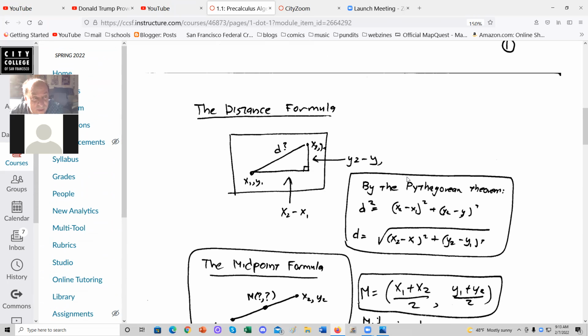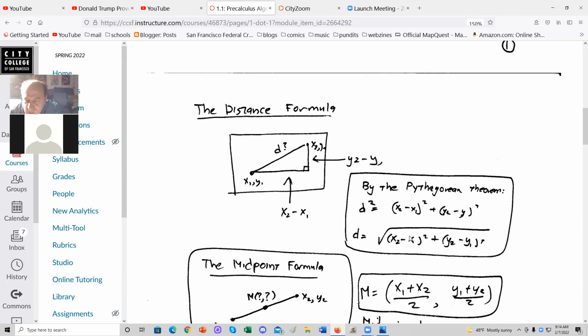Now, if you're going to do geometry, one thing you might want to know about is the distance between points. Given one point x1 by y1 and another point x2 by y2, what is the distance between them? The horizontal distance is the difference between the x values, x2 minus x1. The vertical distance is the difference between the y values, y2 minus y1. So we have a right triangle, and by the Pythagorean theorem, d squared equals (x2 minus x1) squared plus (y2 minus y1) squared.